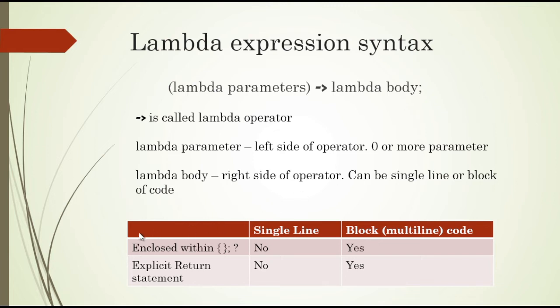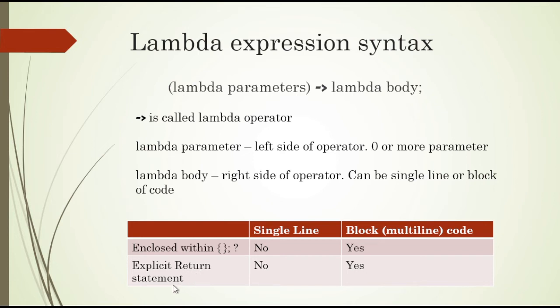The following table describes the different things we need to take care of when we are using a single line expression or a multi-line block of code. The first row talks about when we need to enclose the Lambda body within the curly brackets. If it is a single line expression, it is not really required to enclose it within the curly brackets. But if it is a multi-line block of code, then definitely it has to be within the curly brackets.